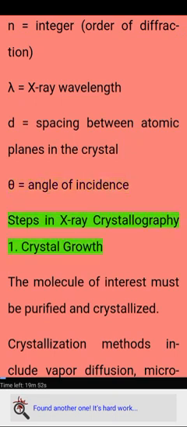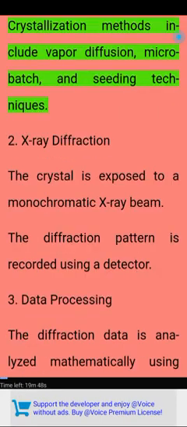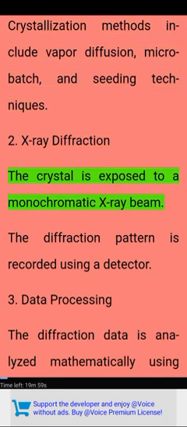Steps in X-ray crystallography. 1. Crystal growth. The molecule of interest must be purified and crystallized. Crystallization methods include vapor diffusion, microbatch, and seeding techniques. 2. X-ray diffraction. The crystal is exposed to a monochromatic X-ray beam. The diffraction pattern is recorded using a detector.